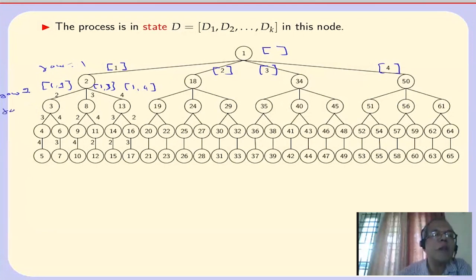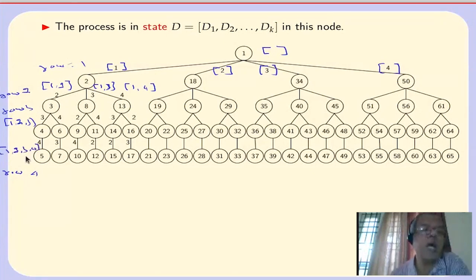Then row 3. Already 1, 2 has been used here, and therefore this will be 1, 2, 3 and 1, 2, 4. This will be 1, 3, 2 and 1, 3, 4. This will be 1, 4, 3 and 1, 4, 2, and so on. And finally, this is row 4. 1, 2, 3 has been used. Therefore, 1, 2, 3, 4.